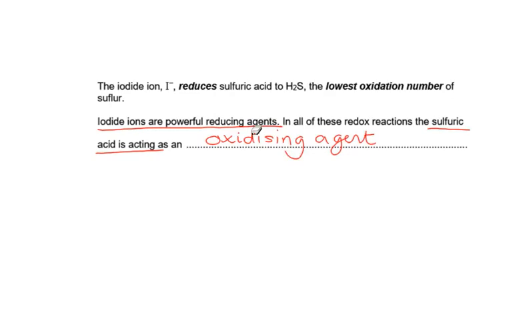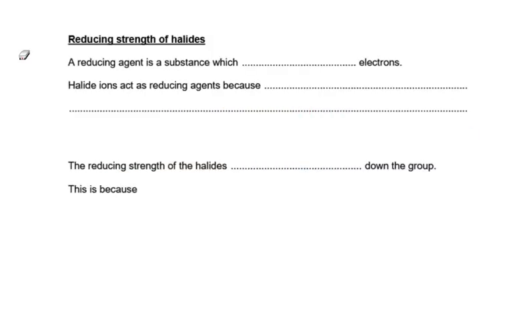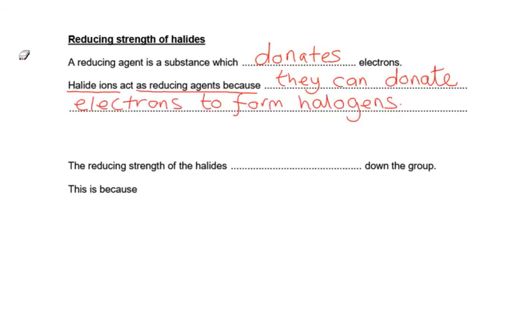So just to summarise then, we've been looking at the reducing strength of the solid halides. To make sure you identify whether it's a halide. So a solid halide and the power of that. And as you go down the group, the iodide was the most powerful reducing agent. Remember, a reducing agent is a substance which donates electrons. The halide ions can act as reducing agents because they can donate electrons in order to form halogens.